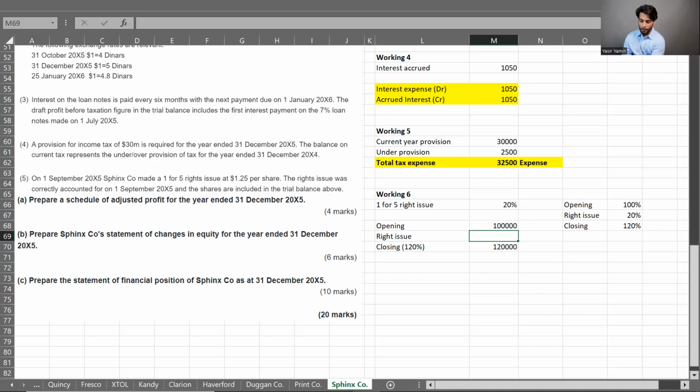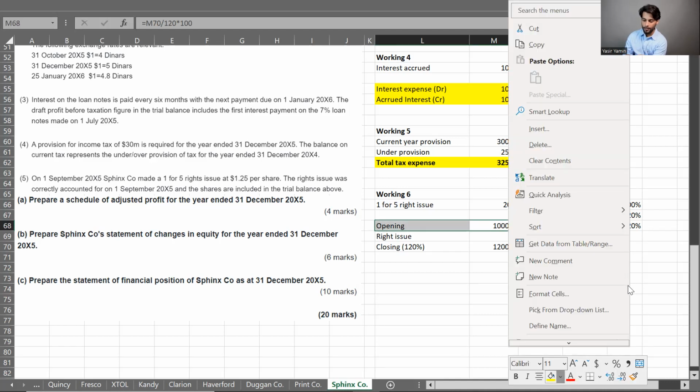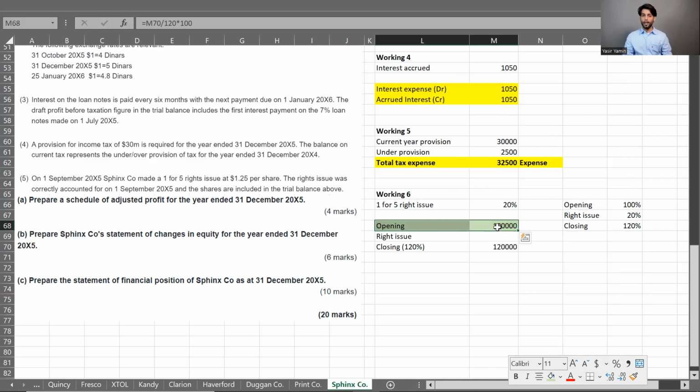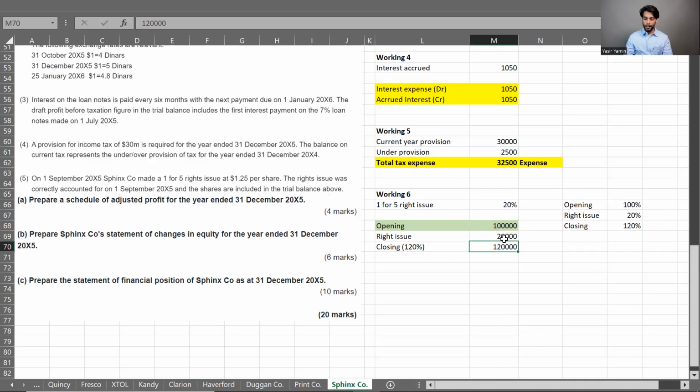Now please confirm, does everybody understand this 100,000? Do you all agree? Done. And that would mean that the rights issue during the year would have been 20,000, which is the difference of these two. So during the year, our share capital would have been credited by 20,000 due to the rights issue.